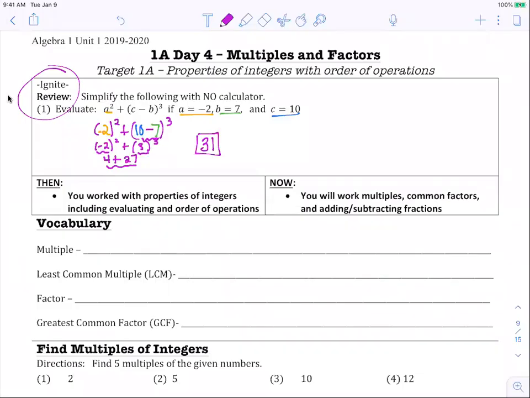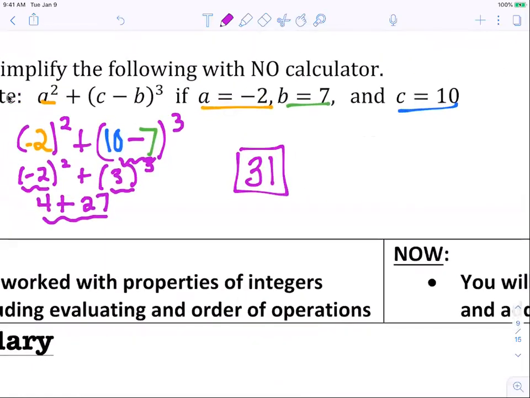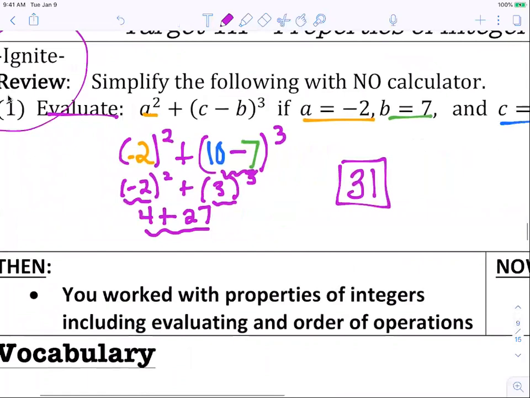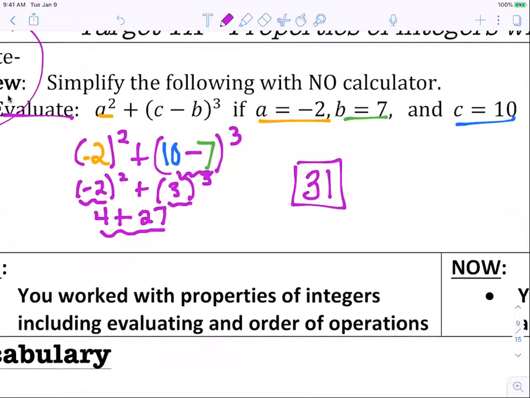Okay, hopefully if you check your answer, you should have got 31 as your final answer. You get that because when you take your values, really evaluating, remember, this just is a fancy word for plug in. So whatever A is, -2 should go in for A, B is 7, so 7 should go in for B, and C is equal to 10, so 10 should be plugged in for C. And then we just follow our order of operations.